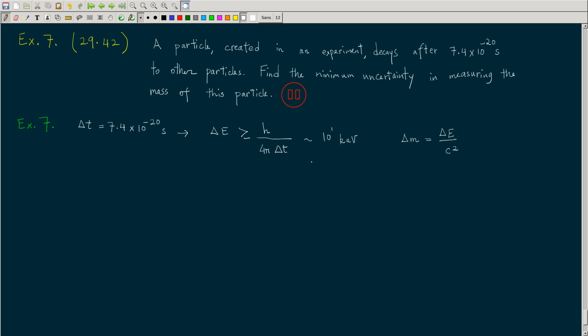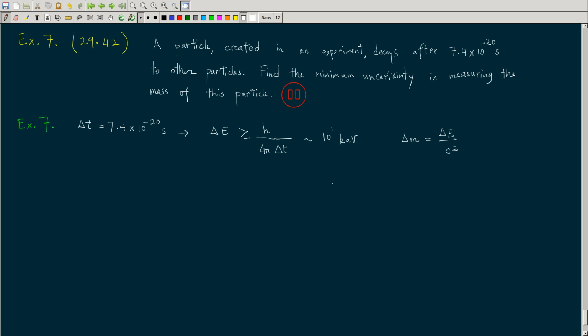This gives you a minimum uncertainty for the mass of the particle, which is 10 to the power 1 kilo electron volts. You can find it in terms of joules too, and the mass will be 1 over c squared times this number. And this number is actually 1,000th of the mass of the electron, which is pretty accurate if the mass is higher than the mass of the electron.